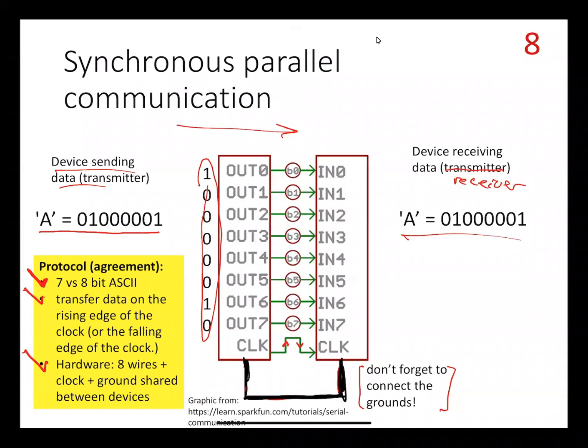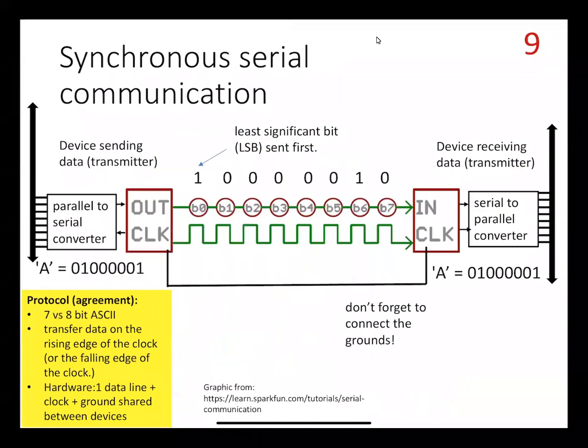And so the next mode of communication would be synchronous serial communication. And so synchronous means, again, we're sharing a clock. Serial communication means that we're going to be sending the data 1 bit at a time. And so let's first take a look at the agreement that we have to have so that the transmitter can send data and the receiving end can make sense of it. So let's agree on 7 versus 8-bit ASCII. And in this case, we're going to be using 8 bits.